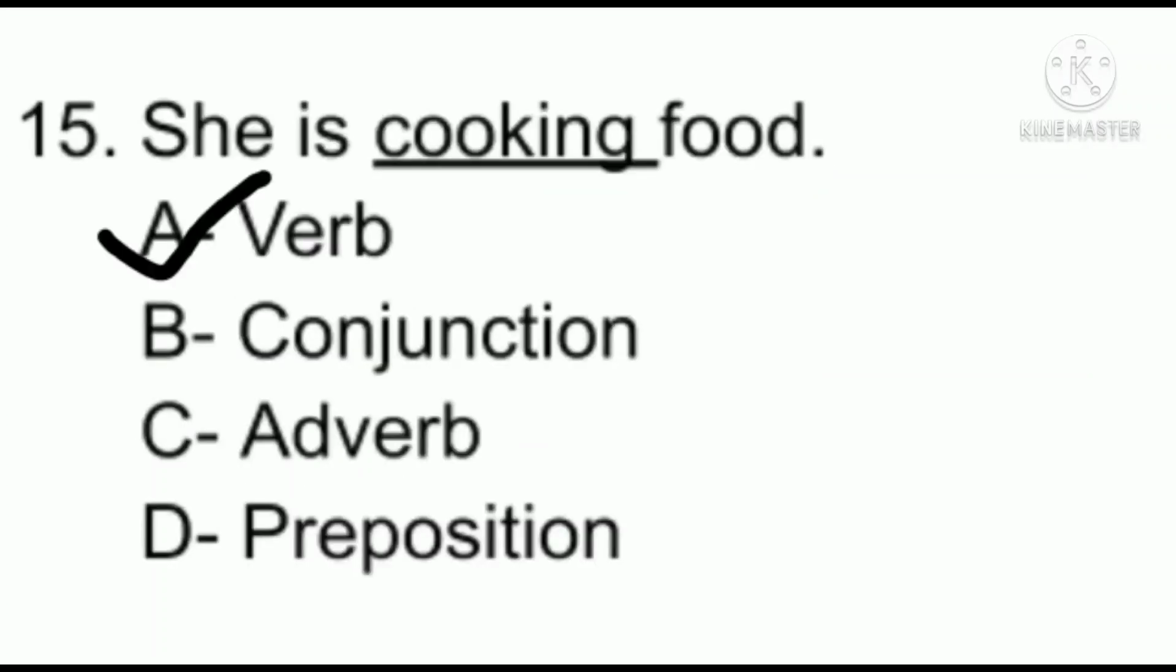Now let's look into next question. That is, she is cooking food. Here the underlined word is cooking, and the answer is option A, verb. Here why verb is the answer? Because cooking is action word here. So it is verb.